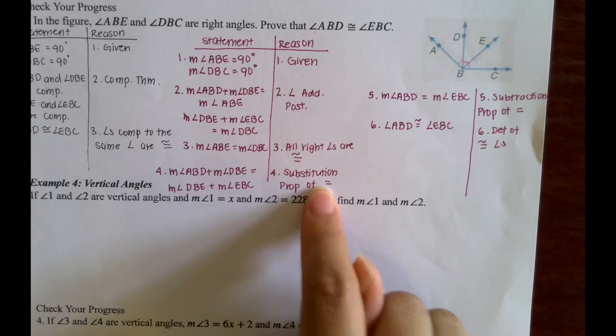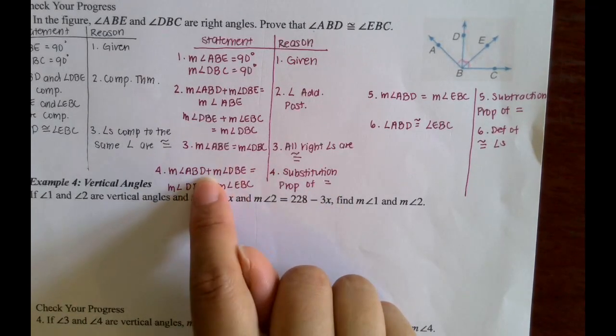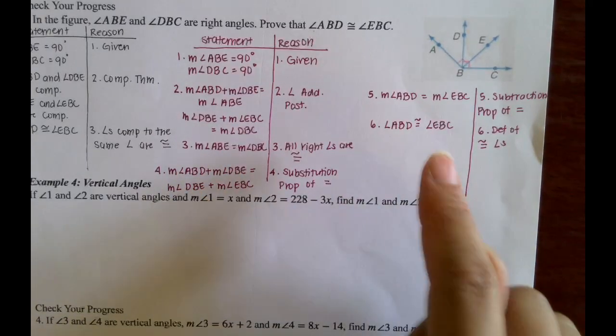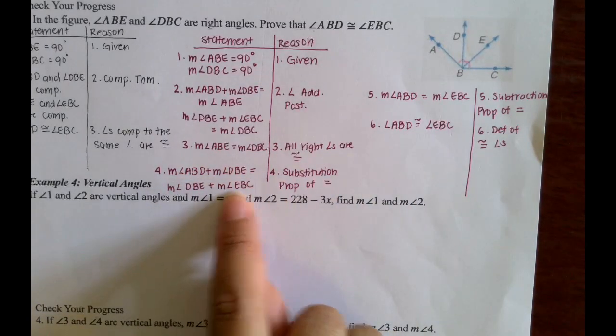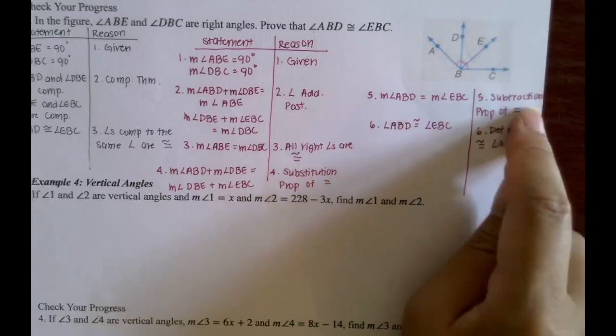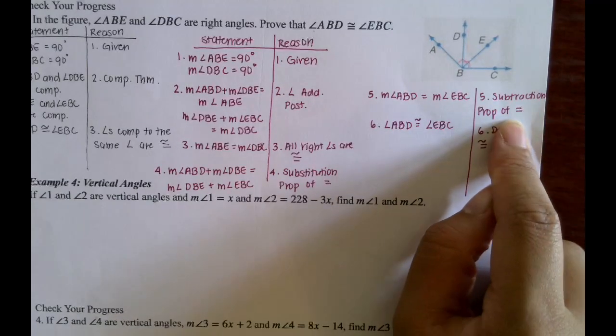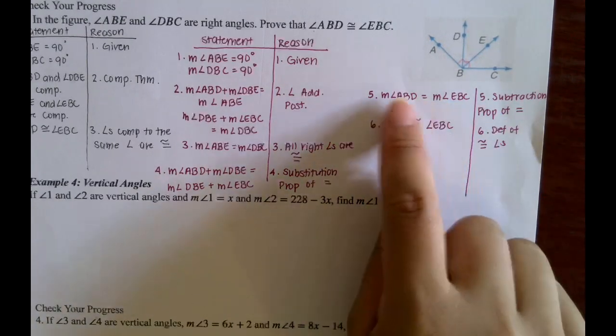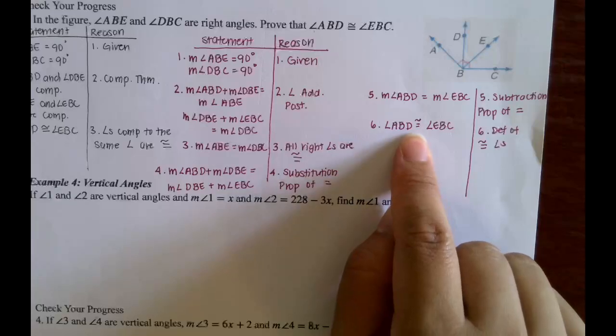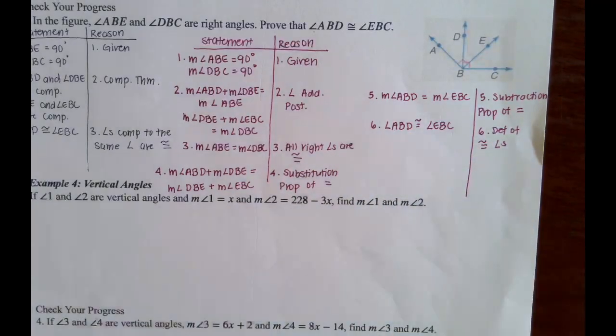And then because they both have the angle DBE, I now subtracted it from both sides, leaving me with just ABD and EBC. That was due to the subtraction property of equality. And if their measures are the same, that means the angles are congruent because that's the definition of congruent angles.